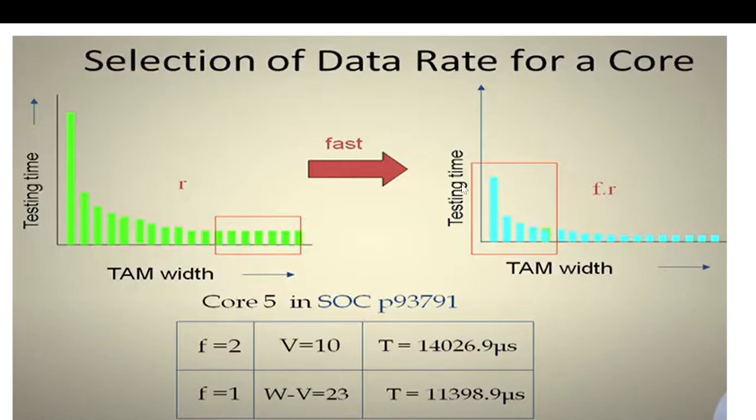Now we are having multiple speeds. Now you see how the selection of data rate for a core works. Say this width we will choose if we have normal rate, and at the same time this width we will choose if we have faster rate. So this is for some benchmark circuit.